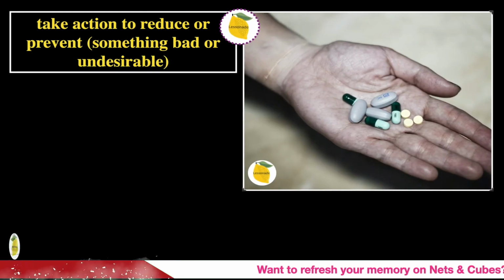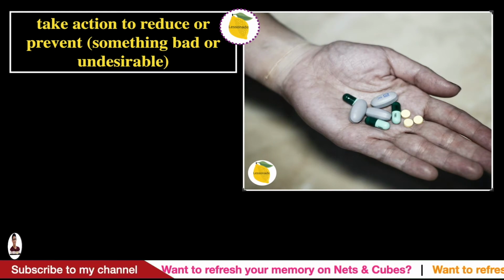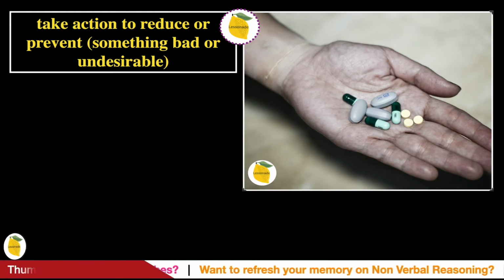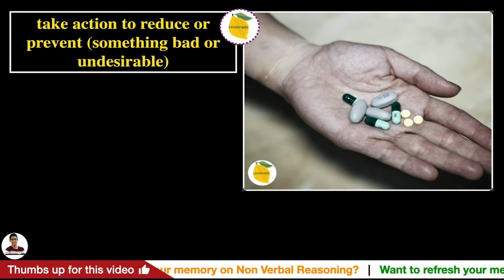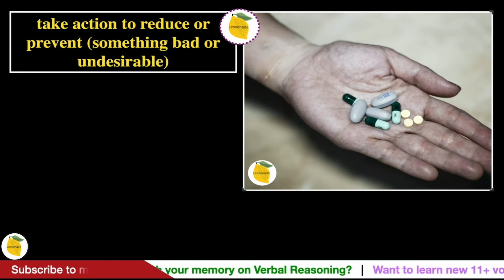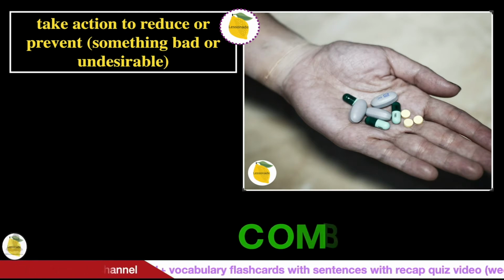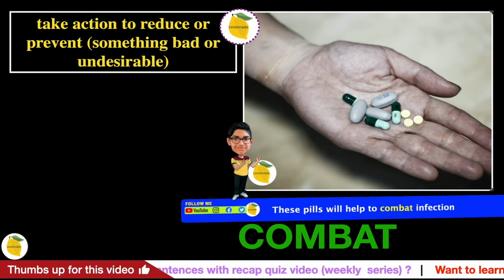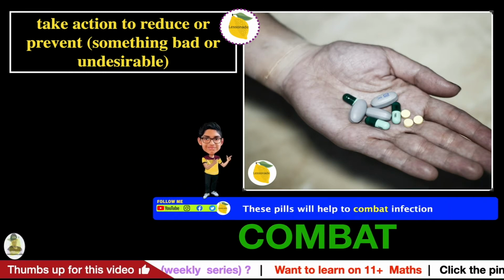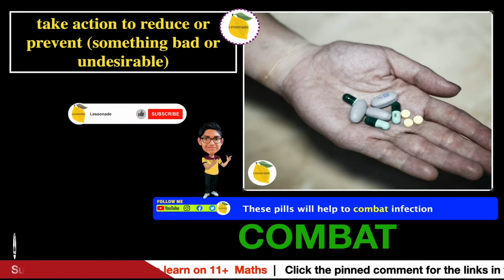The next one is take action to reduce or prevent something bad or undesirable. In this picture, you can see someone taking pills to reduce or to prevent something bad or undesirable happening, and therefore the word will be combat. And the sentence for this word is, these pills will help to combat infection.